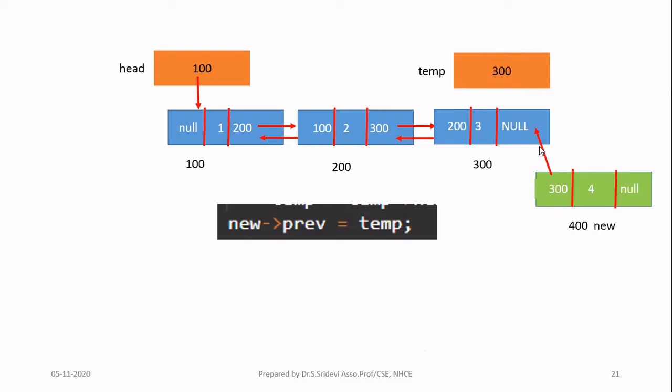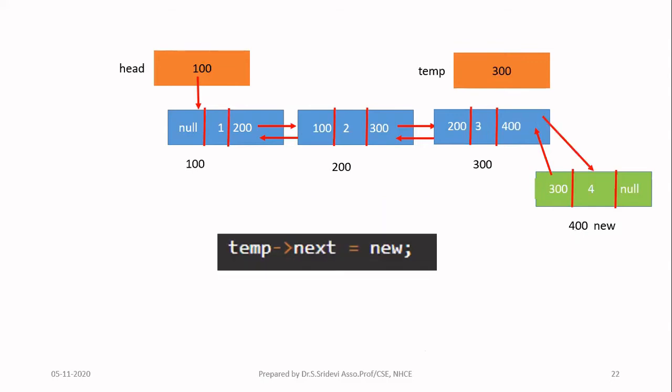Now one more arrow is pending. That is, instead of null in the last node, you have to store the address of the new node. Let us do that. So here in the last node, in the next field, I am going to store the address of the new node, which is 400. When I do that, this pointer will be created. Doubly linked list means you will see 2 pointers here. So this should be created now.